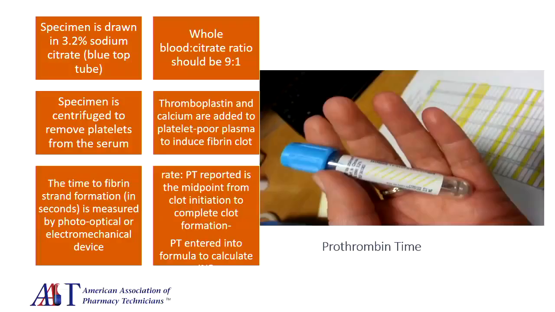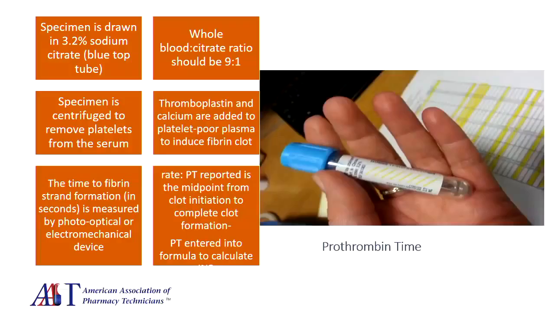Your analyzer will detect when the clot first started to occur, when the clot formation was complete, and it takes the midpoint of that, and that is the prothrombin time. That's how many seconds it took for that clot to form. What's the midpoint? That's the prothrombin time. Depending on what kind of analyzer you have, that may be photo-optical, in other words, a laser looks through and sees the clot, or it could be electromechanical.